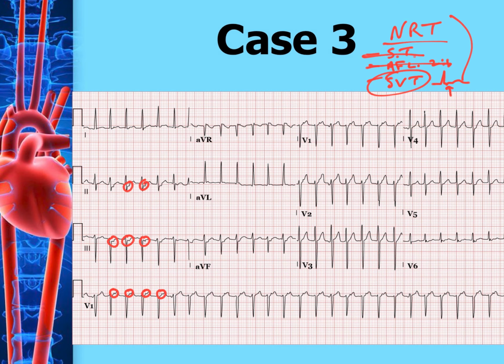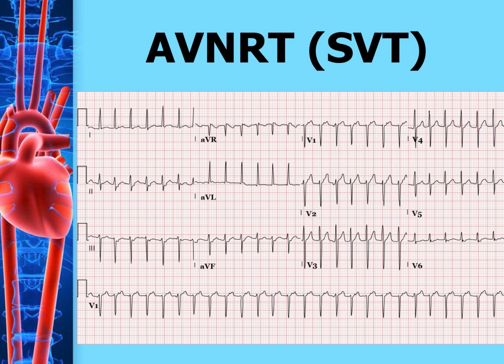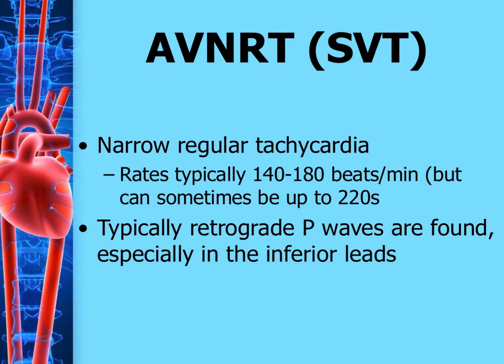More specifically, the type of SVT that is notorious for producing these little retrograde P waves is referred to as an AV nodal reentry tachycardia, also known simply as AVNRT. So what do we need to know about AVNRT? Well, again, this is a very common type of SVT. Rates can approach 140 to 180, even up in the low 200s sometimes. And typically, with this type of SVT, you will get retrograde P waves, especially in the inferior leads, just the way we saw.